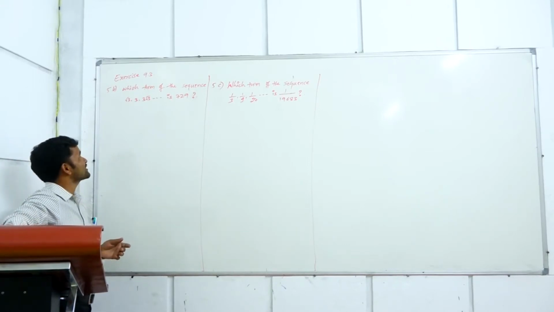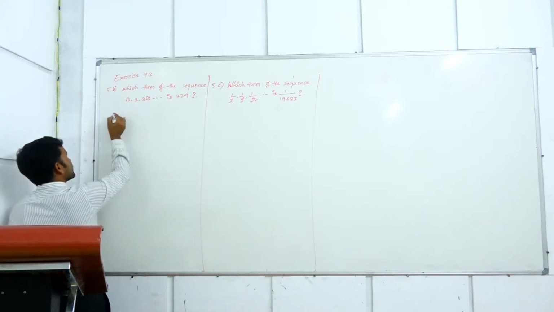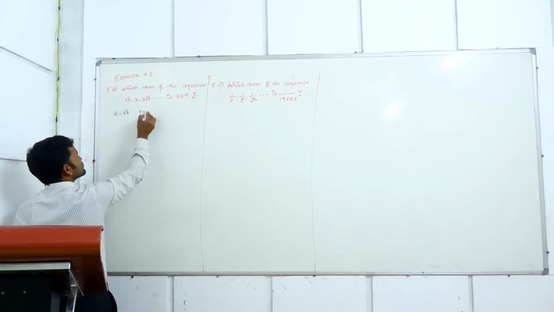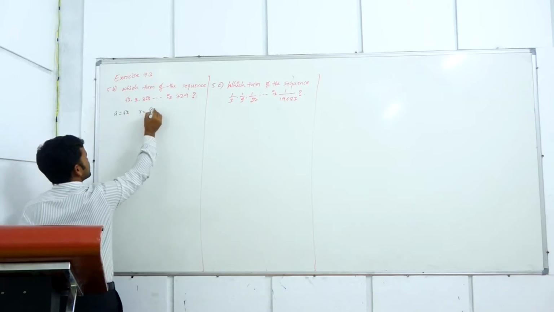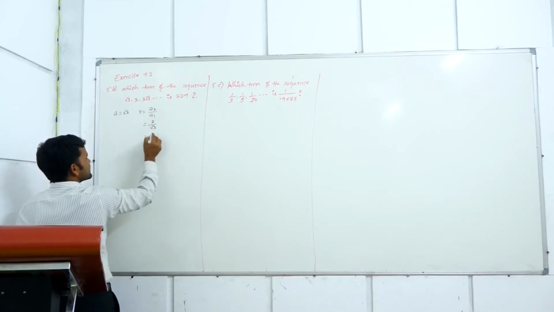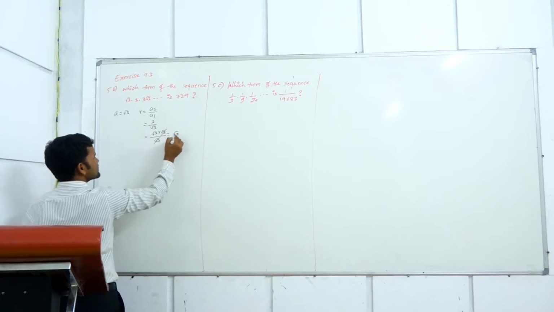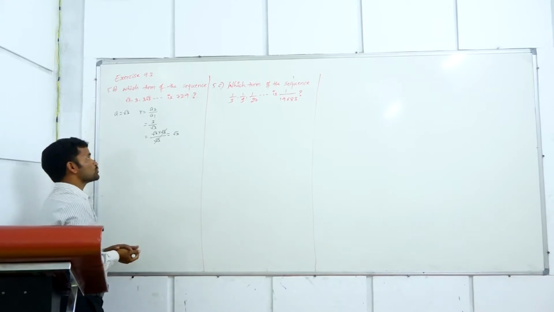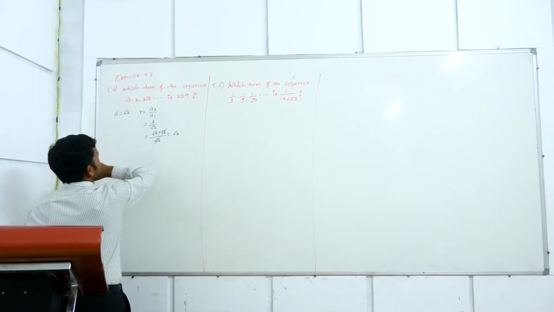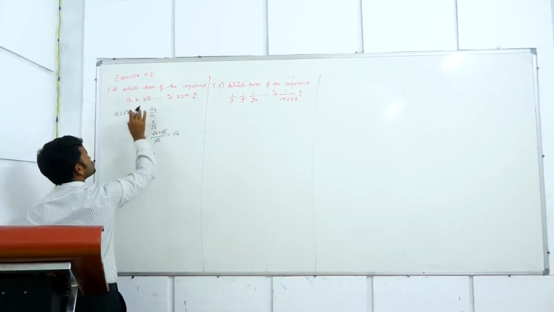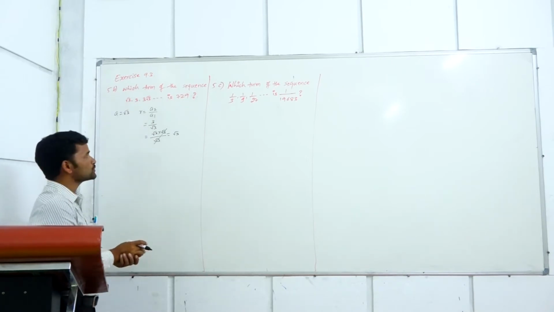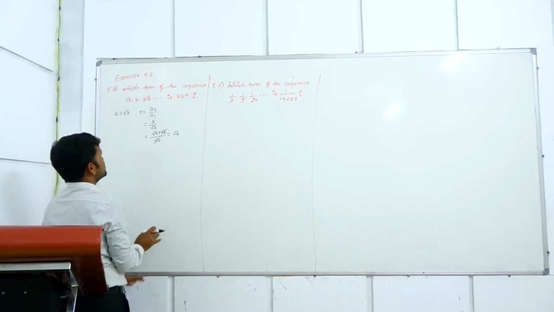root 3. First of all we need to check whether it is in AP or GP. Common ratio r is equal to A2 by A1, 3 by root 3. This 3 can be written as root 3 into root 3 by root 3. The root 3 cancels, r is also equal to root 3. To check whether it is in AP or GP, you take the ratio between these two terms also. 3 cancels, root 3. Therefore, it is in GP.